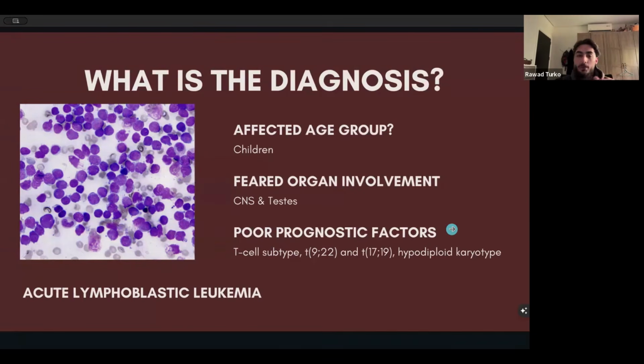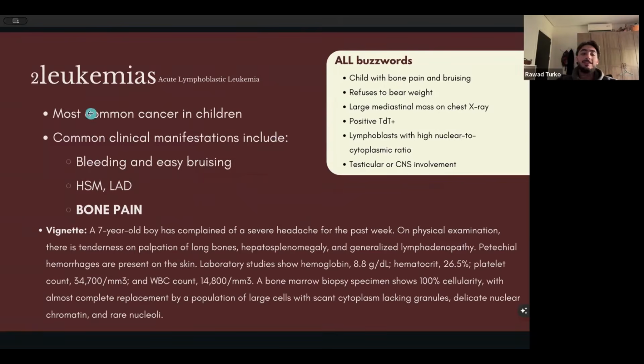So again, this is acute lymphoblastic leukemia. It's the most common cancer in children. Common clinical manifestations include bleeding and easy bruising. Bone pain is very, very important. And you could also see hepatosplenomegaly, because since you have this bone marrow infiltration, you're going to have the symptoms of anemia and everything. That means there's not enough red blood cells in the bloodstream. And so these secondary organs that are going to try to bring the red blood cell count back up are the liver and the spleen. So you're going to have some hepatosplenomegaly.